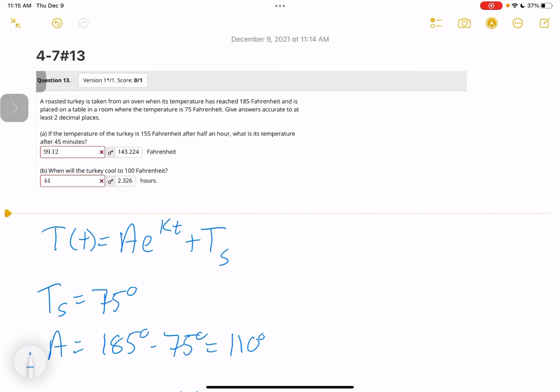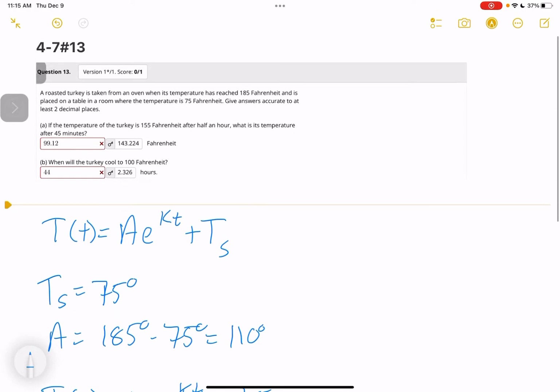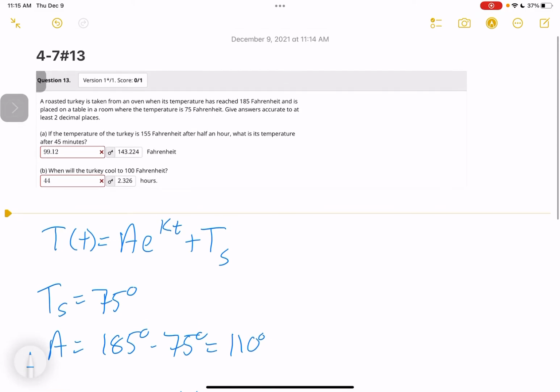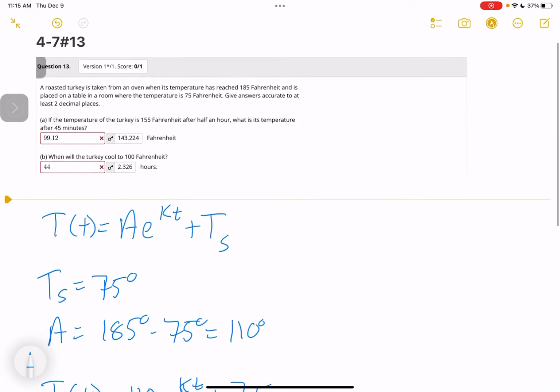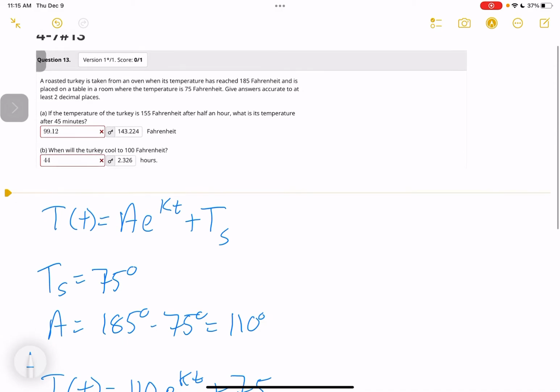And I have the correct answers here, so you can ignore the other answers. I just want to show the correct answers. That's what we're shooting for. So the first one is, if the temperature of the turkey is 155 degrees Fahrenheit after half an hour or 30 minutes, what is the temperature after 45 minutes? And then when will the turkey cool to 100 degrees?